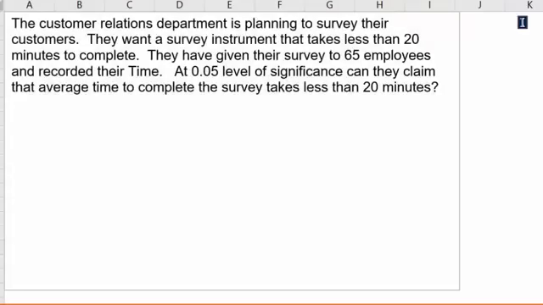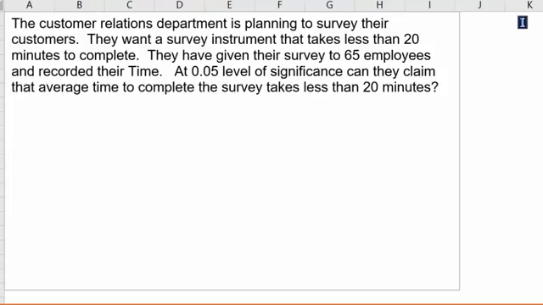The Customer Relations Department is planning to survey their customers. They want a survey instrument that takes less than 20 minutes to complete. They have given their survey to 65 employees and recorded their time. At 0.05 level of significance, can they claim that the average time to complete the survey takes less than 20 minutes?